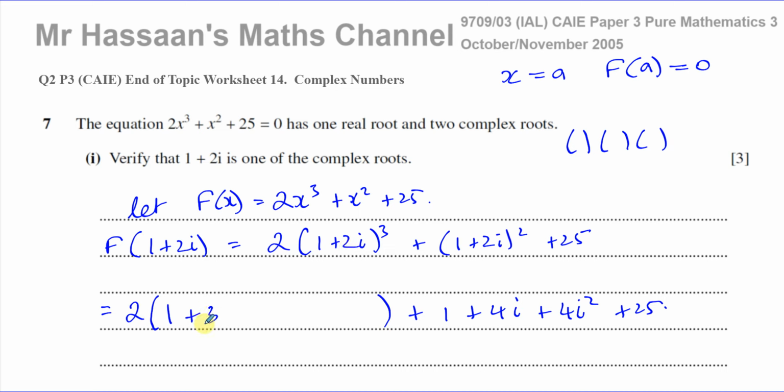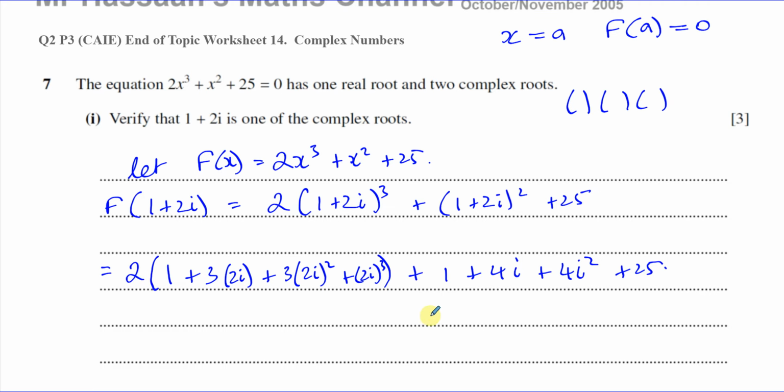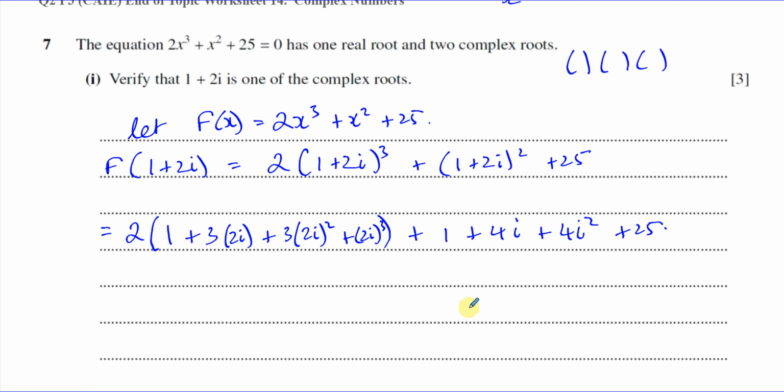Plus 3 times, starting with 1 as the lowest power, which is always going to be 1 anyway so you don't have to worry about it, but the 2i is now to the power of 1. Plus another 3, because it's 1, 3, 3, 1, and this will be 2i to the power of 2. Then you'll have 2i to the power of 3. That's a quick way of doing the expansion using the binomial theorem, the nCr method, which we learned in P1.